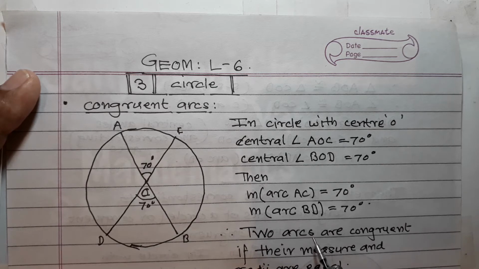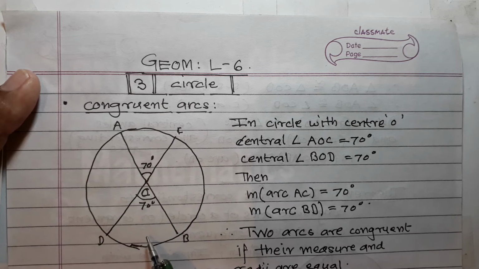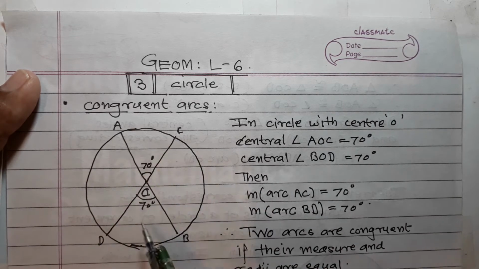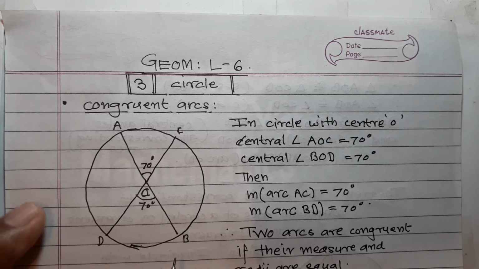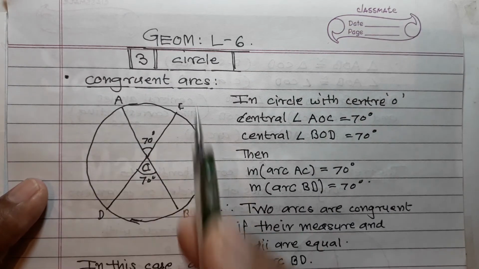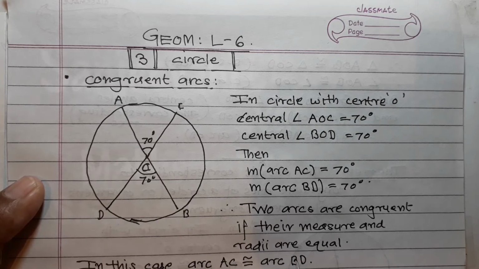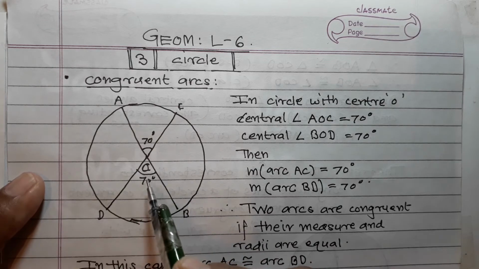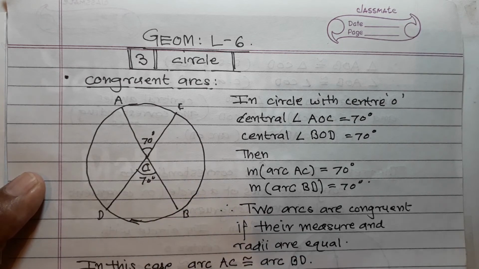So two arcs are congruent if their measures and radii are equal. So in the same circle, remember, not in another circle. That means the radius of this circle for this arc and this arc is the same. Okay, is it clear? Now in this case, arc AC is congruent to arc BD. So these two arcs are congruent, because these two angles are equal.